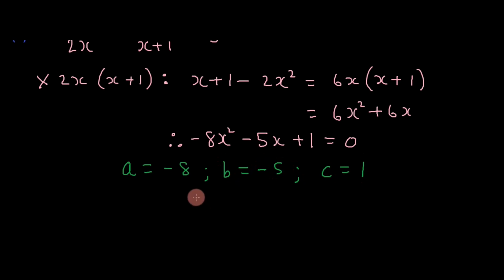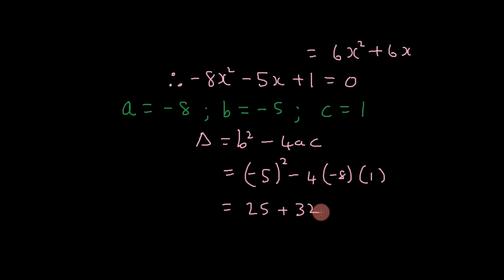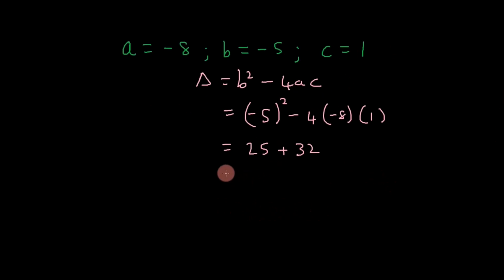So now we can find delta. So it's going to be negative 5 squared minus 4 times negative 8 times 1. So this is 25 plus 32, which is 57. So we can see that delta, firstly, is greater than 0, and it's also not a perfect square.